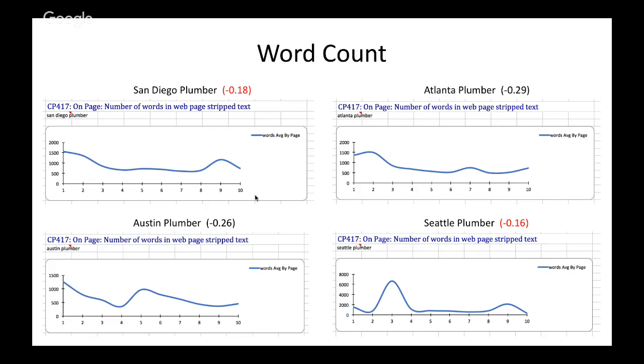Word count. This is another case where they all tuned to the same degree. They're all dialed into around 1,500 words per page. But the word count didn't correlate in two markets. So in the larger markets, it didn't correlate. Wow.